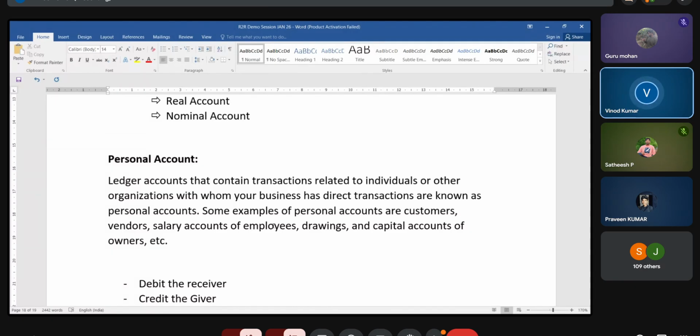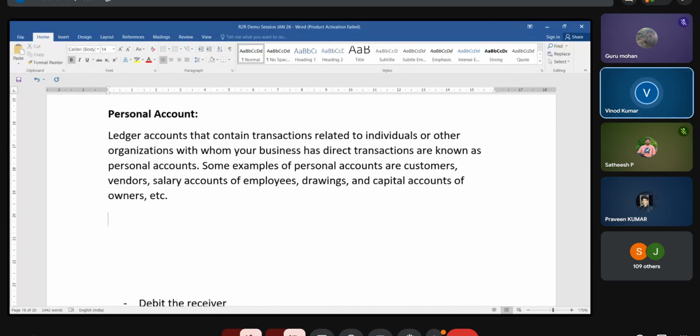Okay. So in personal accounts, we have three types, guys. What are those? Natural personal account. We have three types of personal accounts, guys. One is the natural personal account.